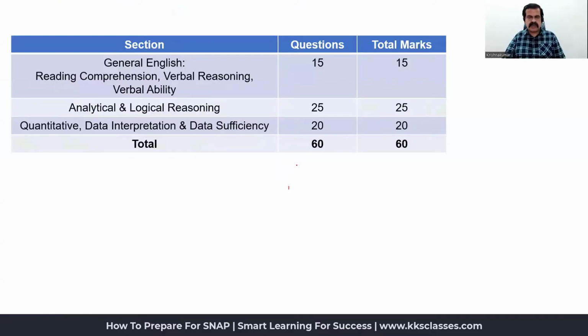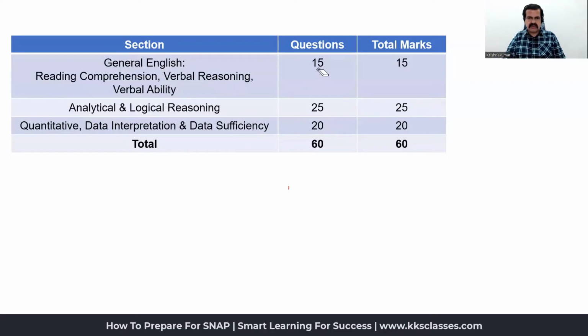So let us now discuss the various sections under the SNAP examination. I told you no sectional time limit, no sectional cutoff. So let us look at the areas to focus on. We will go into individual areas and the topics to focus on and how to prepare for the SNAP examination. Now, coming to the structure of the SNAP examination, broadly 3 areas.